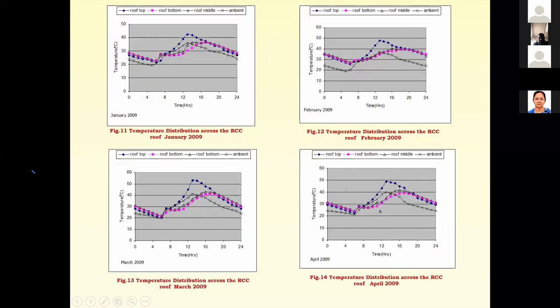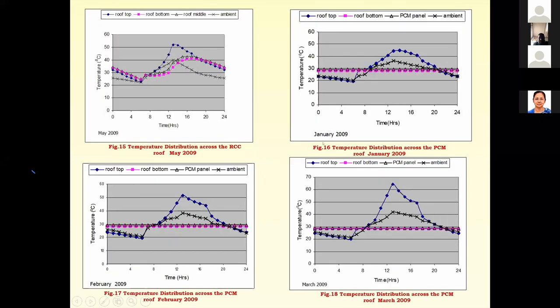But if you look at the temperatures inside, these are the graphs you can see. So for the RCC roof in the month of May, this is the trend of the graph. You can see the temperature variation, and it is fluctuating like this, as you can see from the pink color curve. Whereas this blue color line is nothing but the ambient temperature, and the other lines show the temperature variation of the rooftop slab, rooftop as well as roof bottom. Then if you come to the PCM integrated roof, you can see the temperatures are almost maintained constant. This pink color line is straight, whereas in the other case, on the left hand side, it is fluctuating like this.